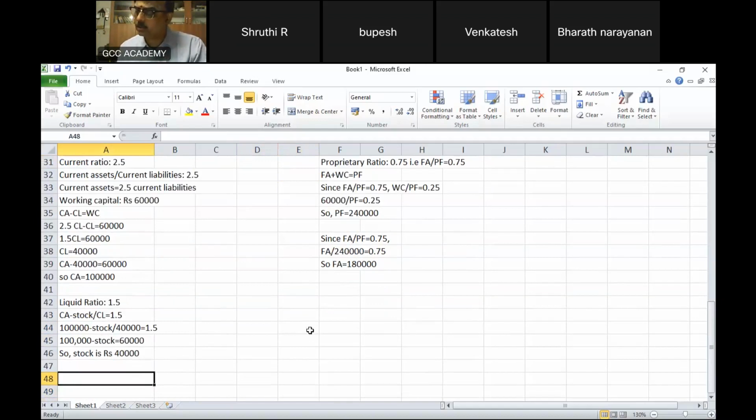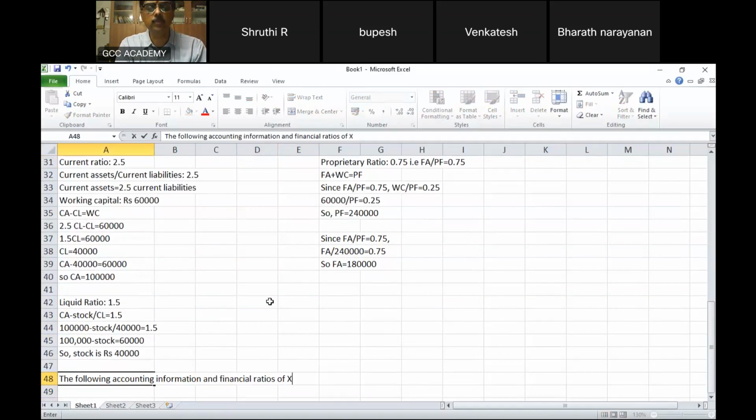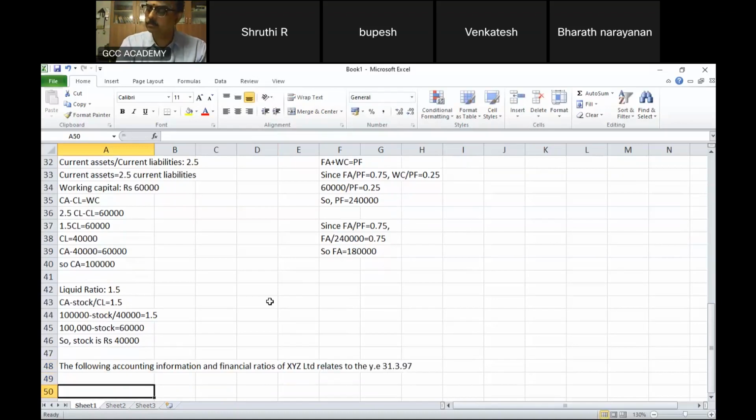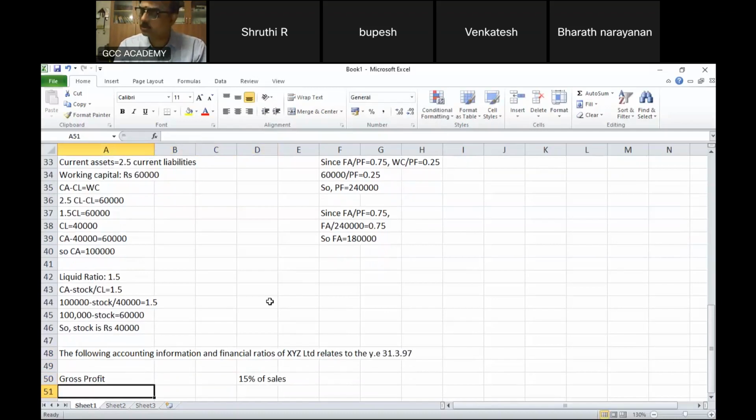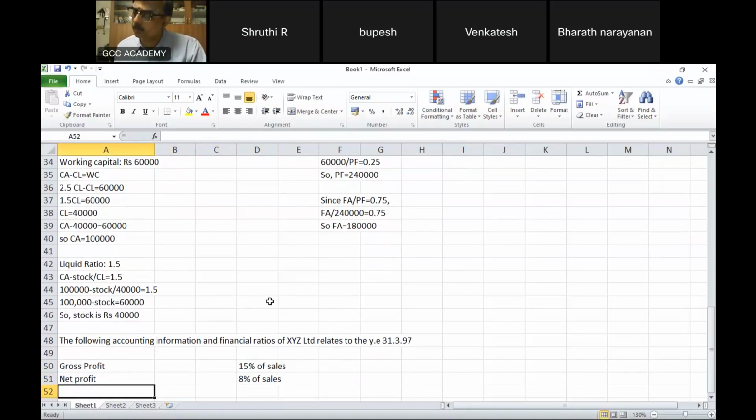Okay, can you make a note of this question? It's a very interesting problem with material consumed. The following accounting information and financial ratios of XYZ Limited relate to the year ended 31-3-97. Gross profit 15% of sales. Net profit 8% of sales. Raw material consumed.